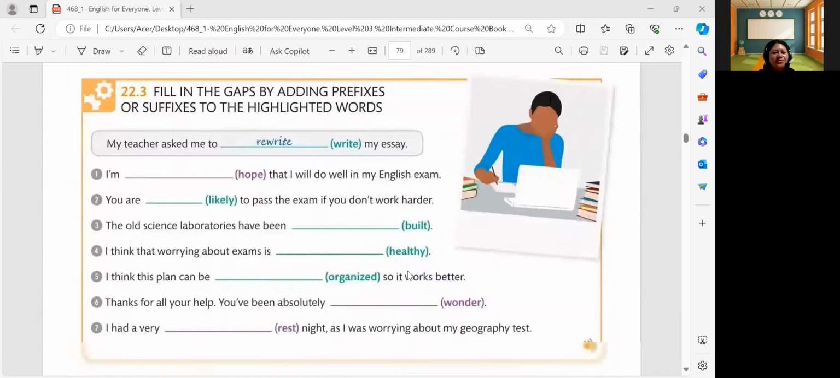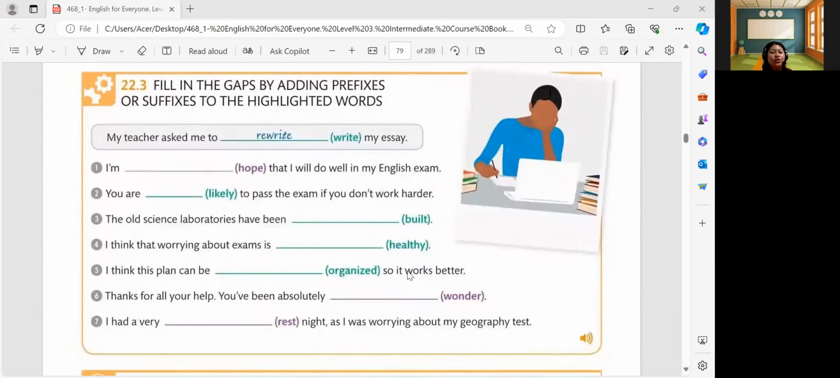So now let's proceed. Fill in the gaps by adding prefixes or suffixes to the highlighted words. Here is your example. My teacher asked me to rewrite my essay. The correct answer from the word "write" is "rewrite." You add "re" here, and that means rewrite. All right, let's proceed now.